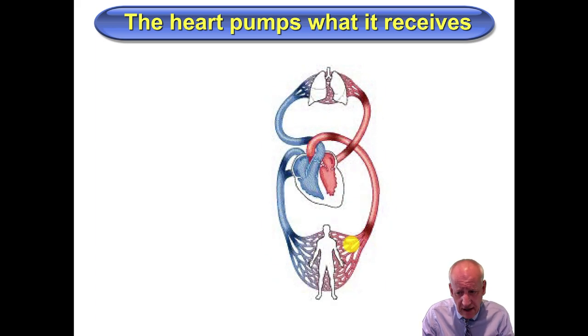So how is the output of the left heart normally matched to the output of the right heart? How is cardiac output matched to venous return? It all comes down to preload and the Frank-Starling length tension effect.